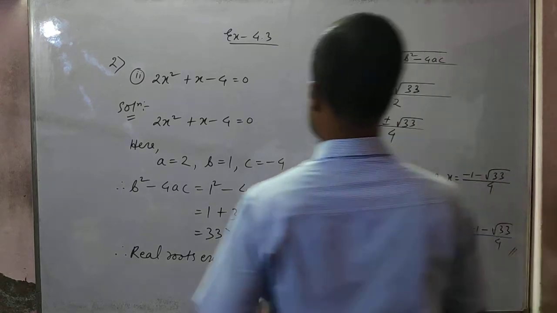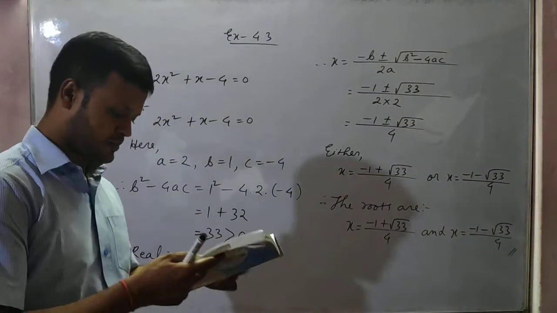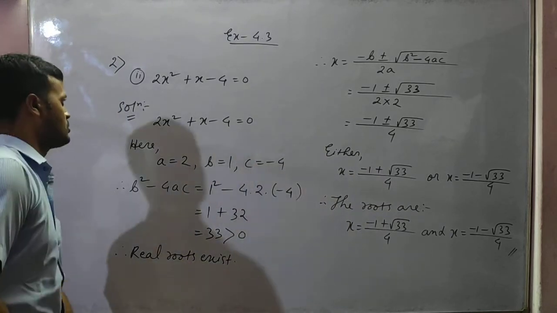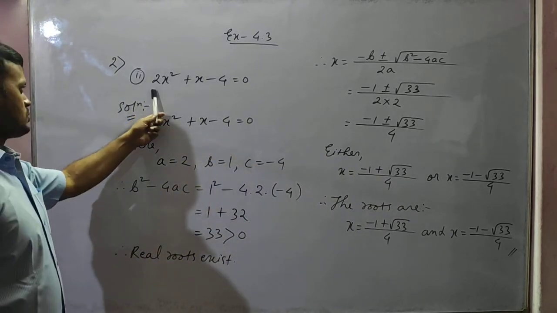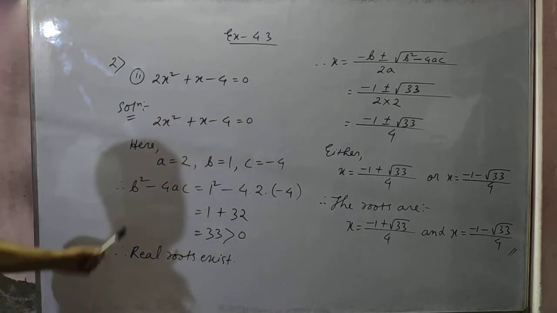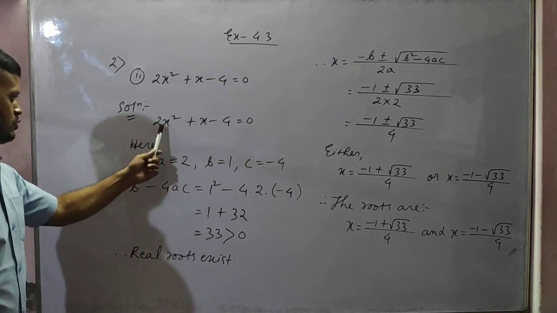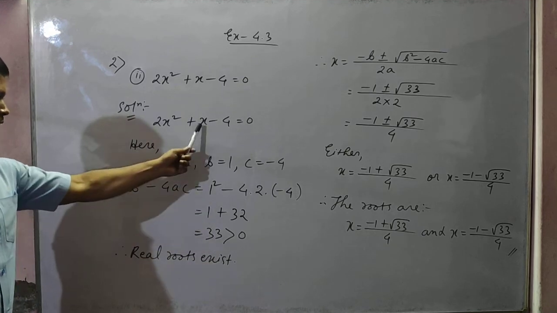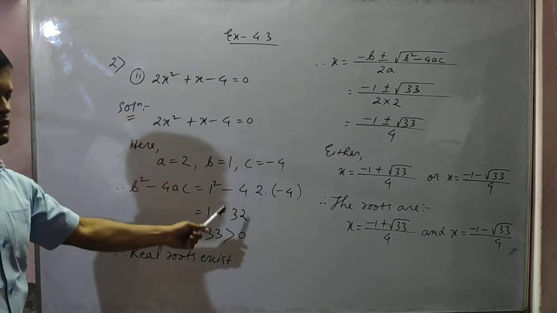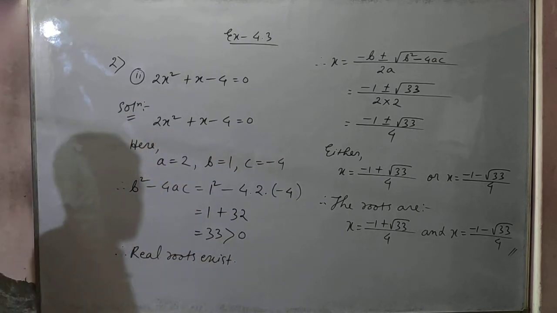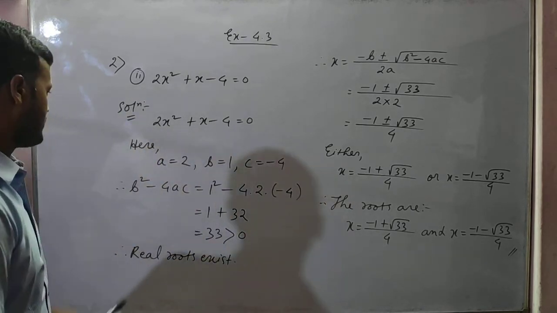So, number 2, find the roots of the quadratic equations given in question 1 above by applying the quadratic formula. So, this is the equation 2x square plus x minus 4 is equal to 0. So, here along with x square 2 is there, so a is equal to 2, and along with x 1 is there, so b is equal to 1 and c is equal to minus 4. So, b square minus 4ac we will find out first, students.